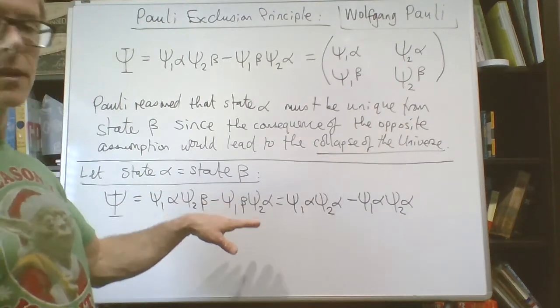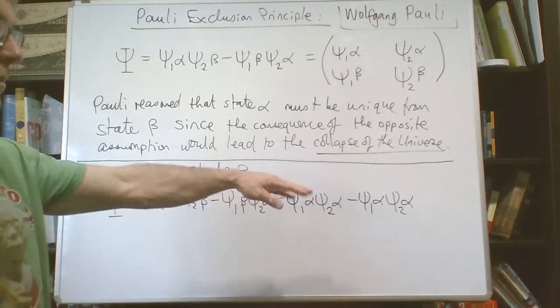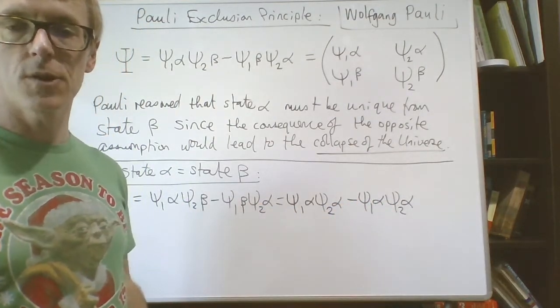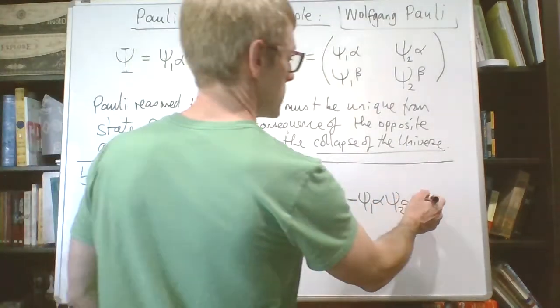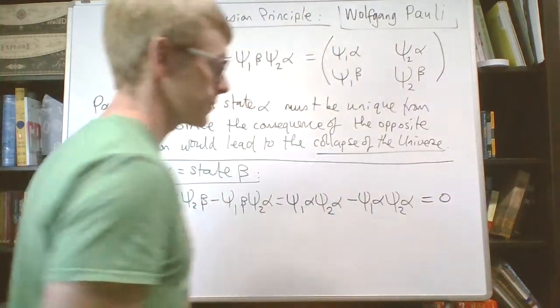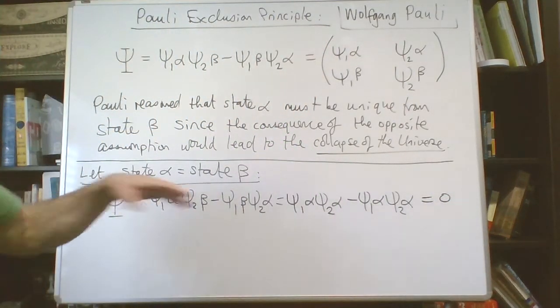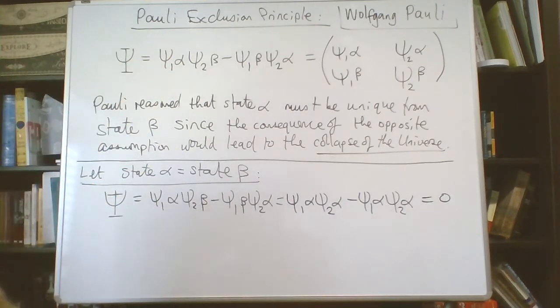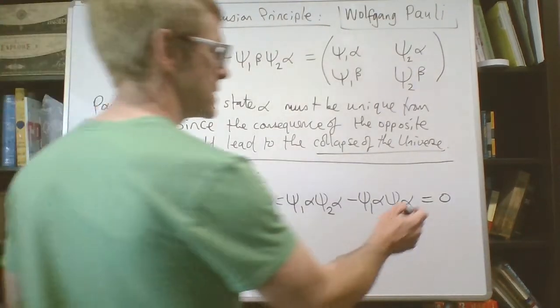So alpha and beta are the same. Let's just write alpha everywhere. You could do the same with beta. Well, now I've just got the same thing subtracted from itself, so it would lead to 0. So if the labels don't matter, then the total psi for our system sums to 0, and 0 is bad.